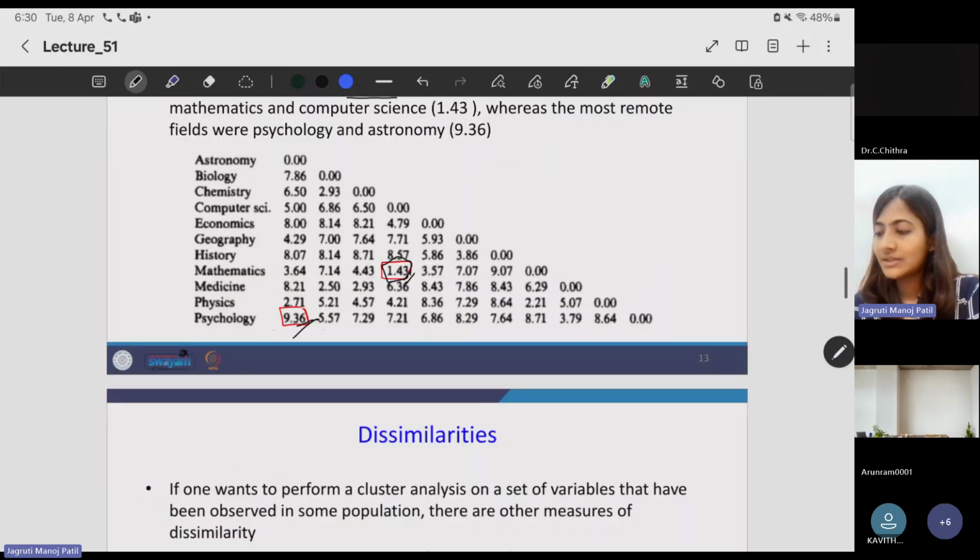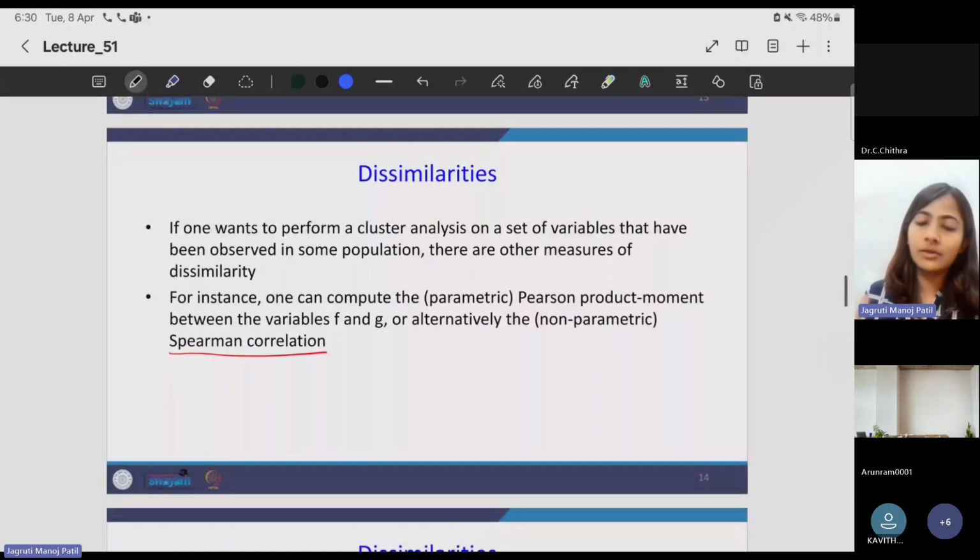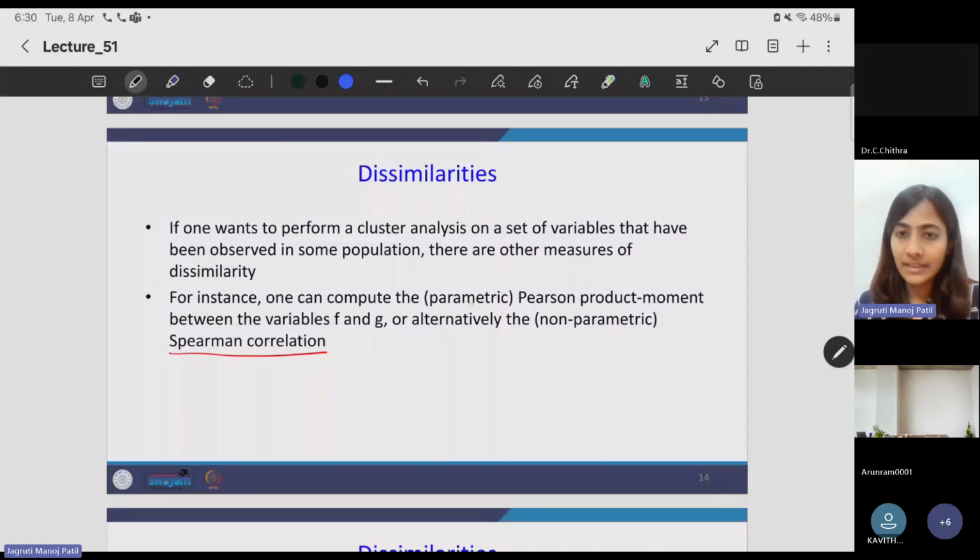Now, to compute this dissimilarity between a particular group, or what's the difference between them, if you want to perform cluster analysis to see if that particular parameter value is different, there are tests to do so. If your data set is following a normal distribution, that is, if your data set is parametric, then you'll do the Pearson product moment test. Or else, if it's not normal, it's non-parametric, and you will do a Spearman correlation coefficient test.